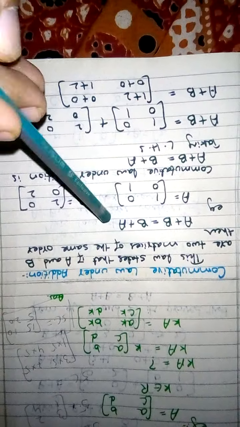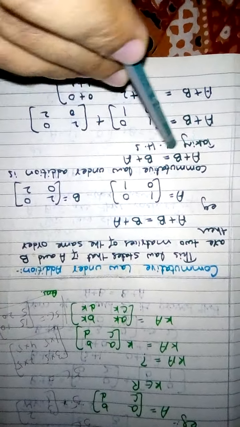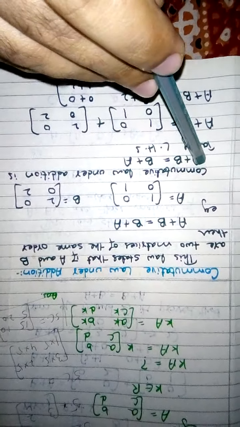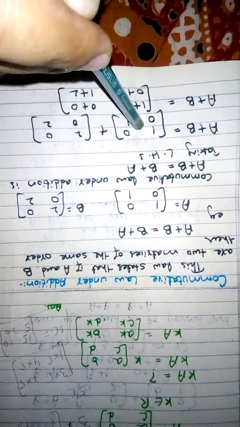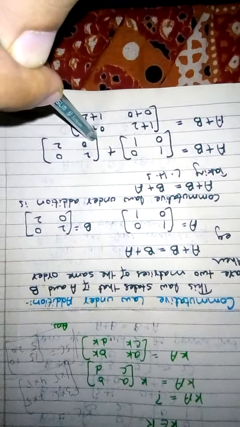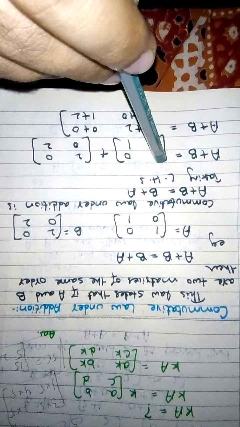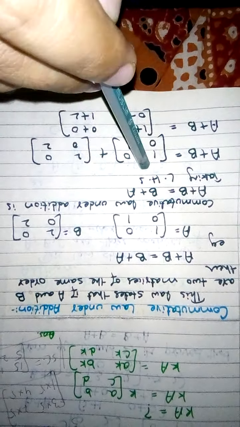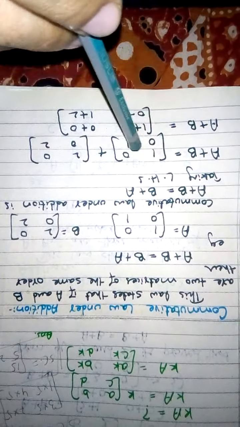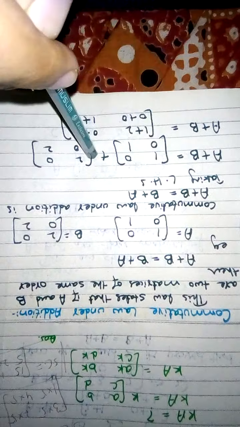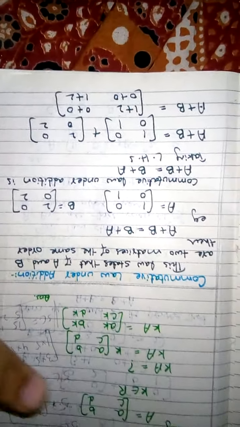If you want to solve this or prove the commutative law, first of all, taking the left hand side, the left hand side is A plus B equals matrix A plus matrix B. Now we have to add all the corresponding elements. Corresponding elements mean first element with first, second with second, third with third, and fourth with fourth: 1 plus 2, 0 plus 0, 0 plus 0, and 1 plus 2.